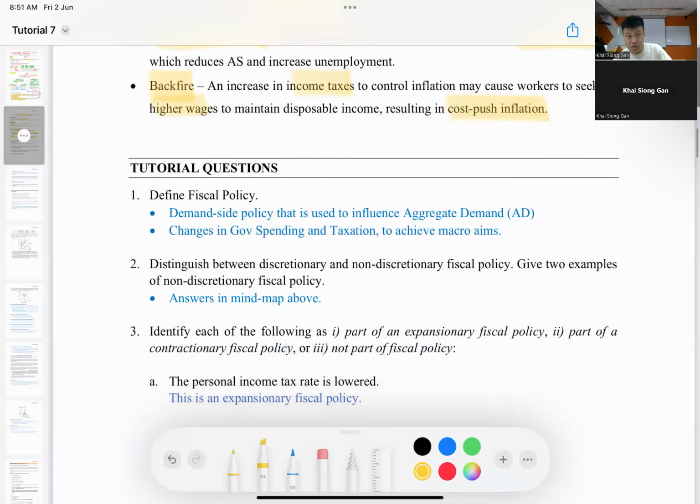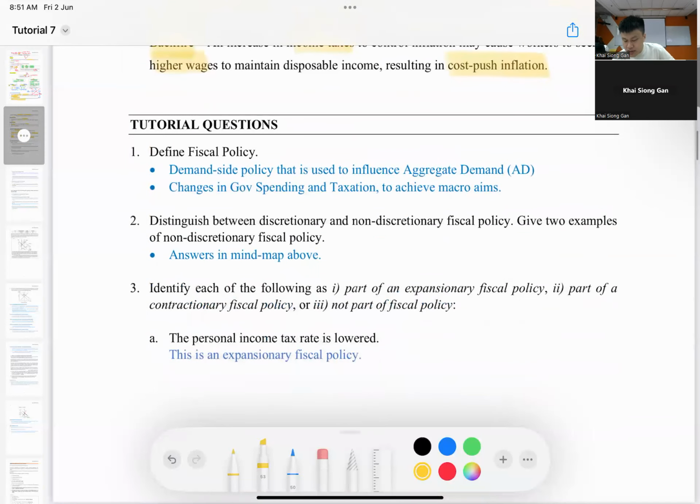Let's have a look at the tutorial questions over here. Question number one: define fiscal policy. My advice for defining it is, first of all, that it is used to influence aggregate demand with the use of government spending and taxation to achieve the macro objectives.